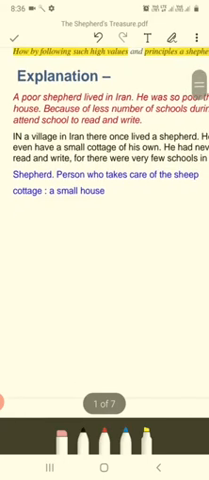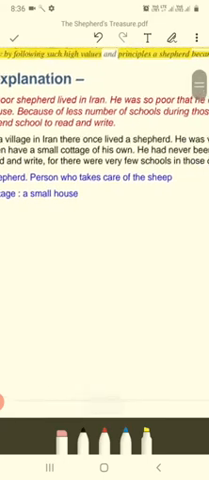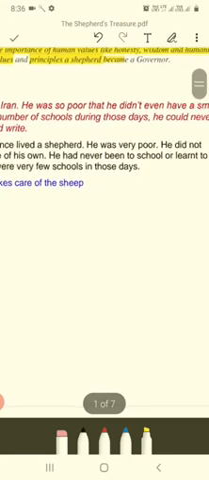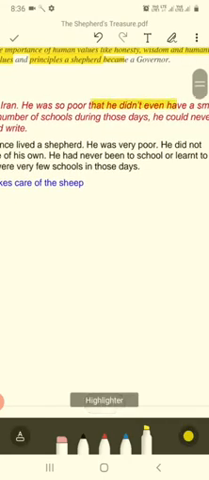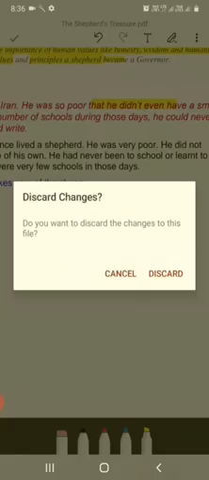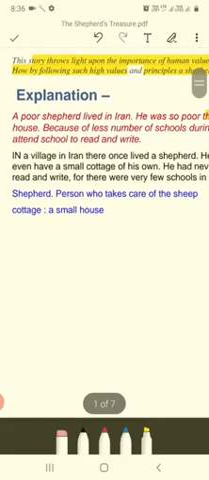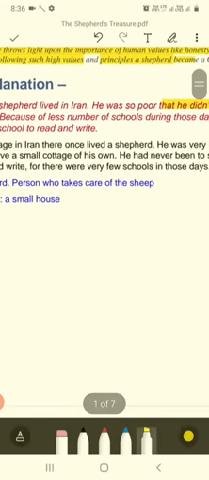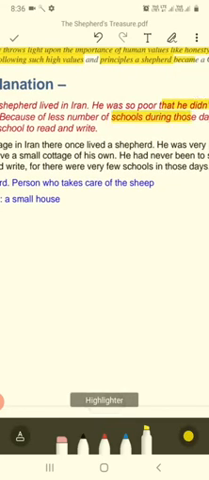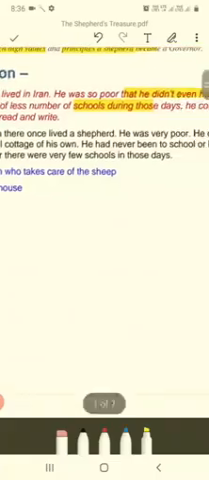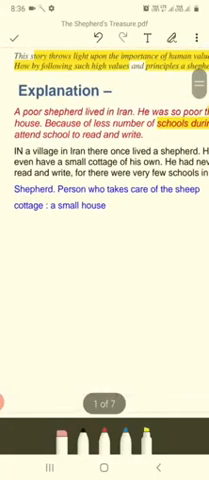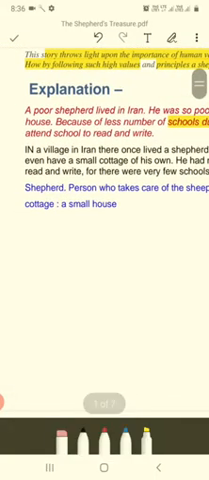So here is the explanation which we are not doing. It's about a poor shepherd who lived in Iran. He was so poor that he didn't even have a small house. Because of the small number of schools during those days, he could never attend school to read and write.